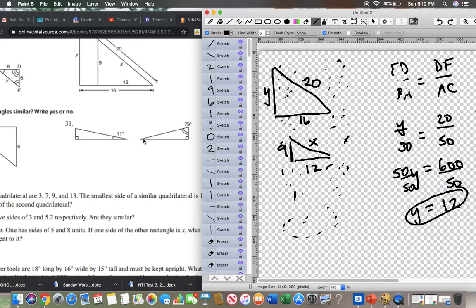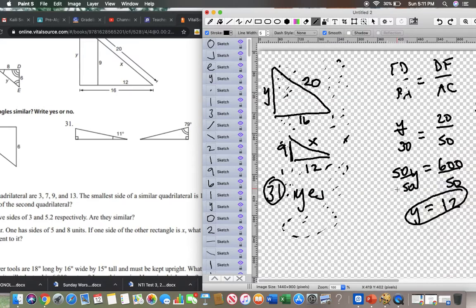This angle right here would be congruent with this angle. Therefore, this angle and this angle would have to be congruent to one another. So this angle right here would have to be 11 degrees as well. This angle would have to be 79 degrees. Would that make sense? Is 11 plus 79 plus 90 equal to 180 degrees? Yes, it is. So are these two triangles similar to one another? Number 31, yes, they are similar to one another because the angles correspond and they are congruent.